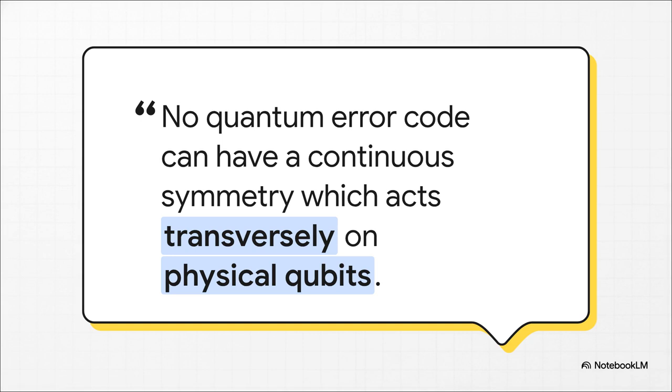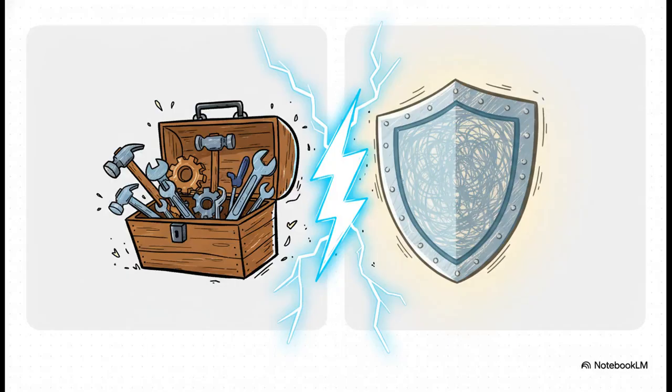What it boils down to is this. A universal set of quantum gates needs to be able to do all sorts of complex, continuous operations. Think of a smooth, fluid rotation in any direction. But transversal gates, they're much more rigid and discrete. They act on each qubit one-to-one. And what the theorem proves, mathematically, is that these two properties just don't mix. They are fundamentally incompatible.